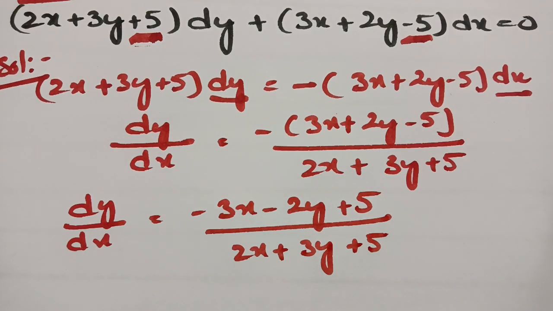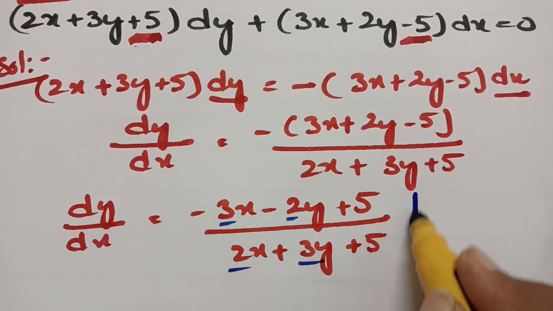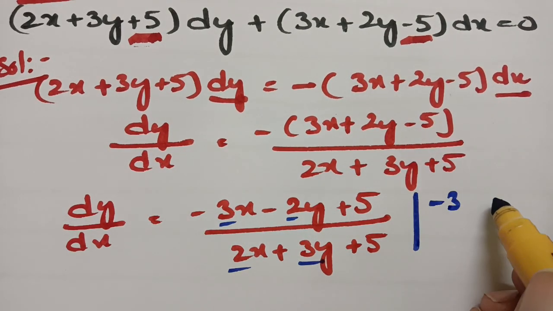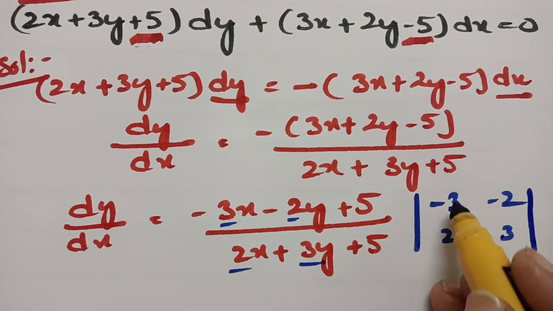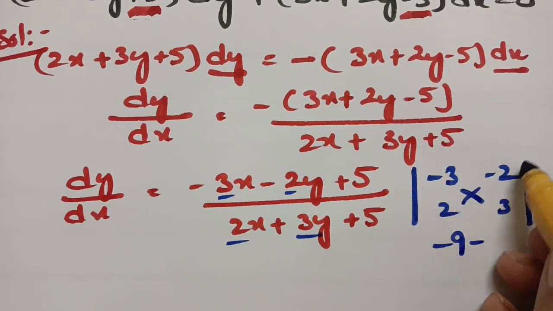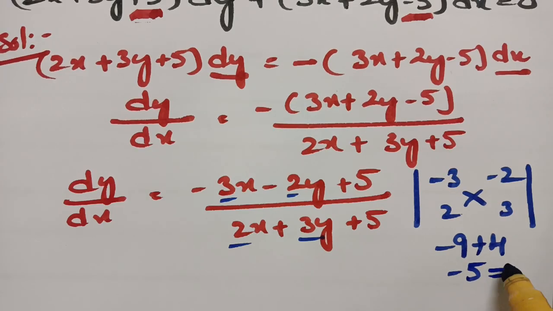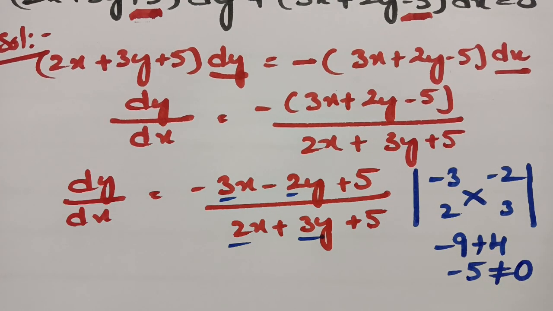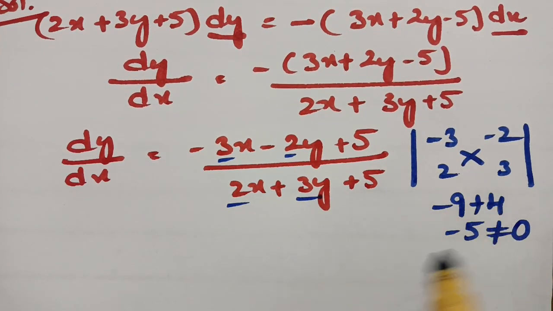If you observe this, these are a1, b1, a2, b2. So I am considering the determinant with -3, -2, 2 and 3. If I make the determinant, this is -9 minus of -4, which is +4, so the value here is -5, which is not equal to 0. Then we should take a substitution when the determinant is not equal to 0.